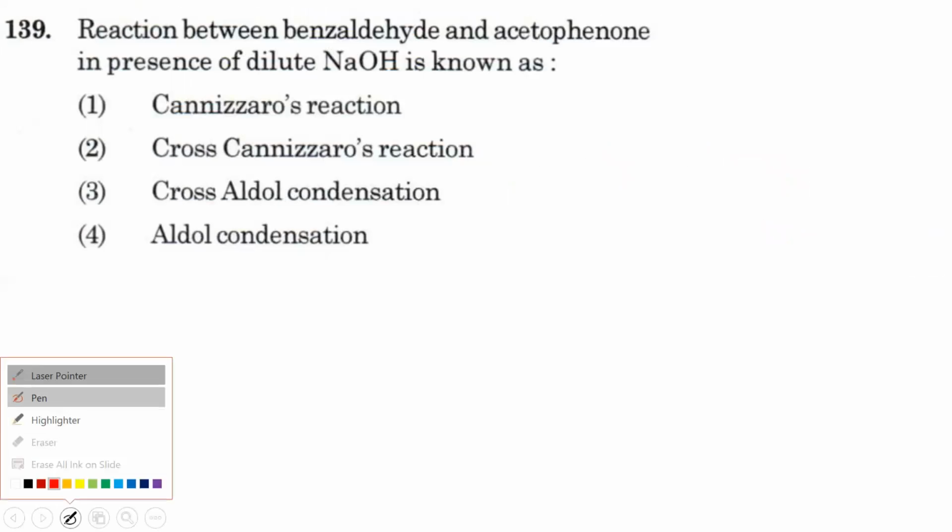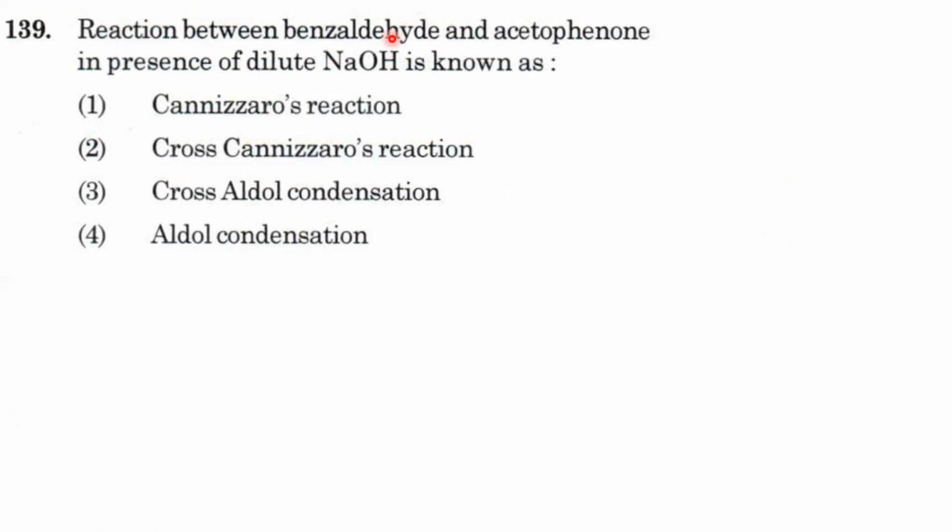We will go to the next question. Reaction between benzaldehyde and acetophenone in the presence of dilute sodium hydroxide is known as what? Okay, this reaction we will see. In this reaction, we are taking benzaldehyde. Benzaldehyde does not have alpha hydrogen. Acetophenone has alpha hydrogen. Acetophenone is C6H5COCH3. It is reacting with dilute sodium hydroxide.